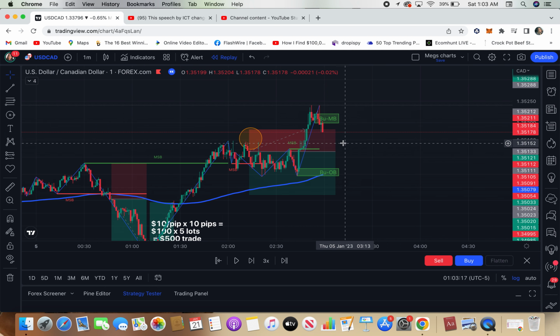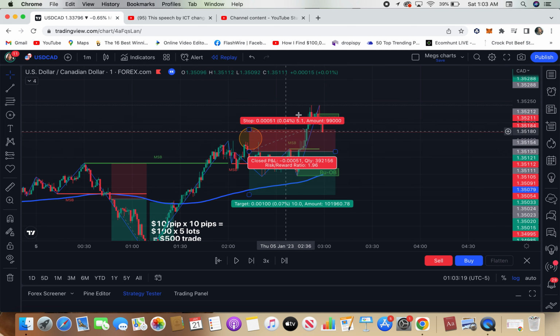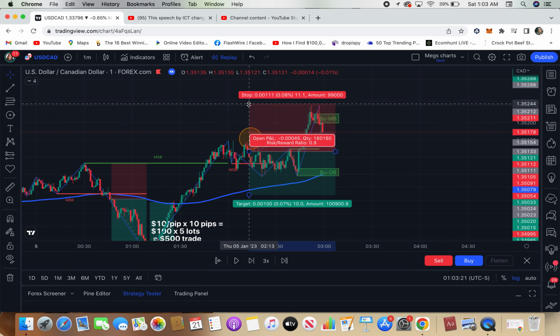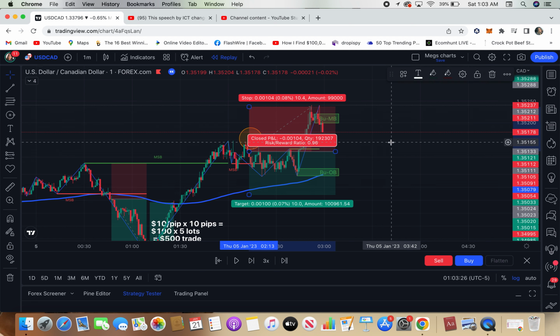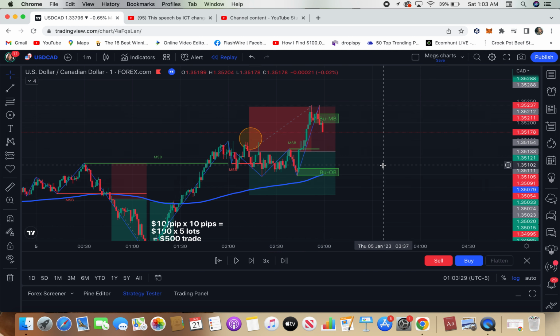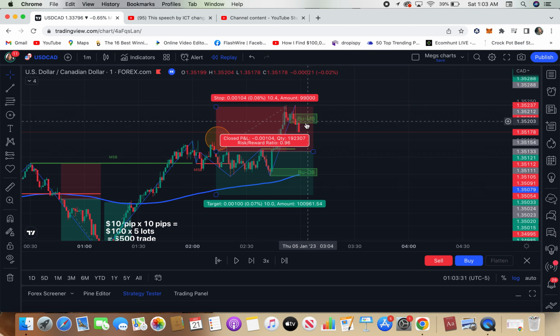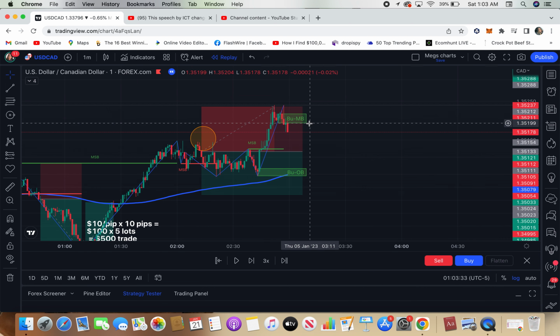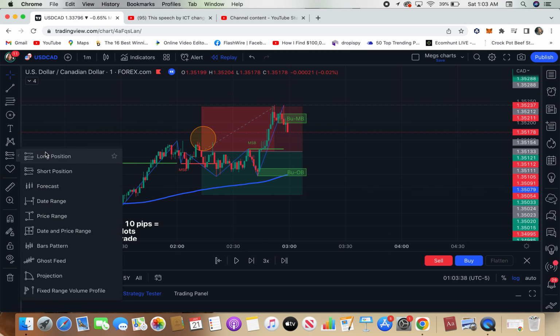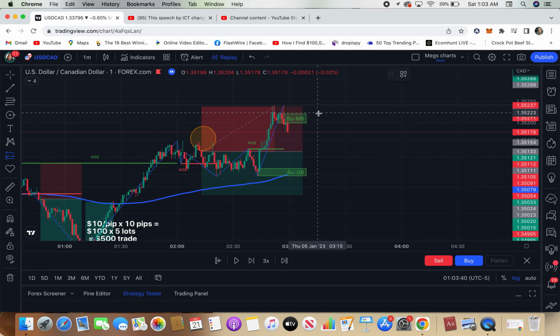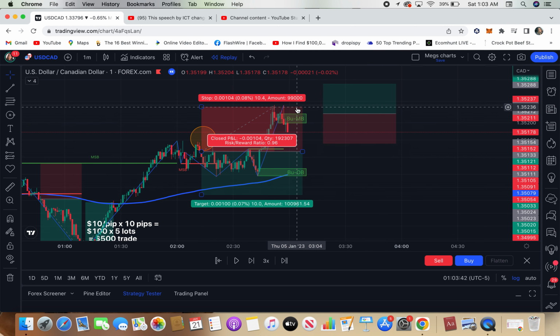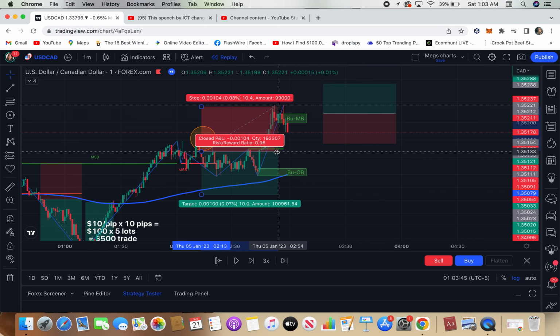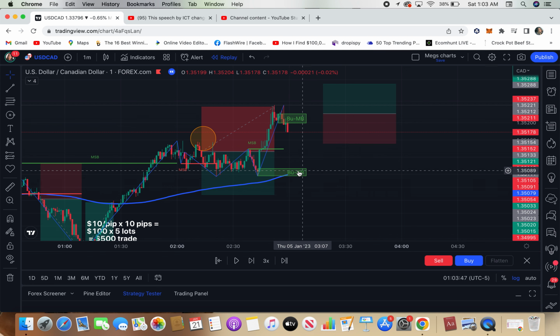So we got stopped out there, which is fine. You could have had your stop loss out more, but it doesn't really matter. You would have gotten technically stopped out. So now we have a new bullish order block and we're moving to the upside. So now we could be looking for long positions. But you have these two order blocks here.